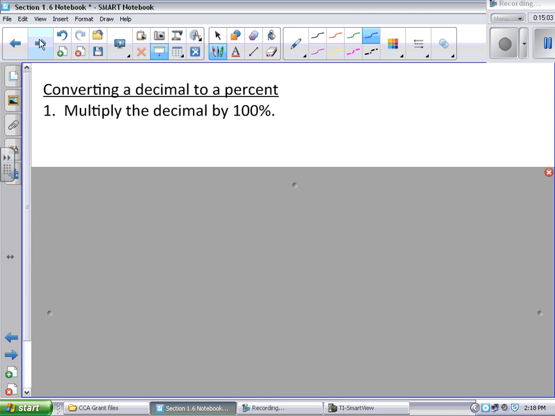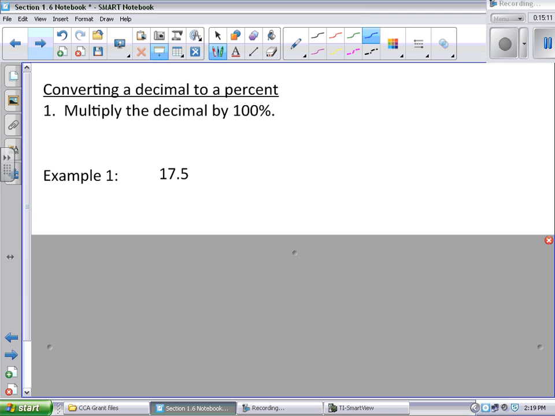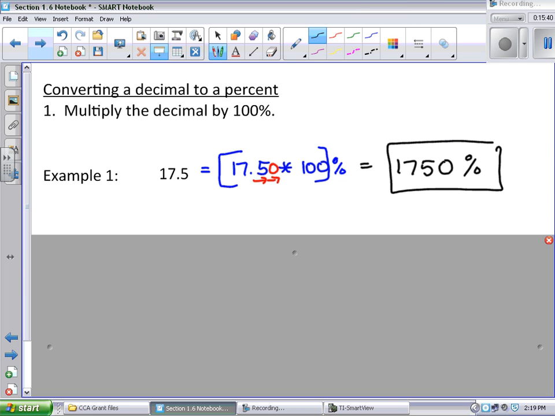Now we're going to talk about going in the opposite direction. When you convert a decimal to a percent, you're going to multiply the decimal by 100%. 17.5 is the same as saying I have 17.5 times 100%. If I do this part on the calculator, or if I think about multiplying by 100 means I'm moving the decimal 2 places to the right, I will have 1750, and now I need to keep the percent sign. There's my final answer. You multiply the numbers together and keep the percent sign.